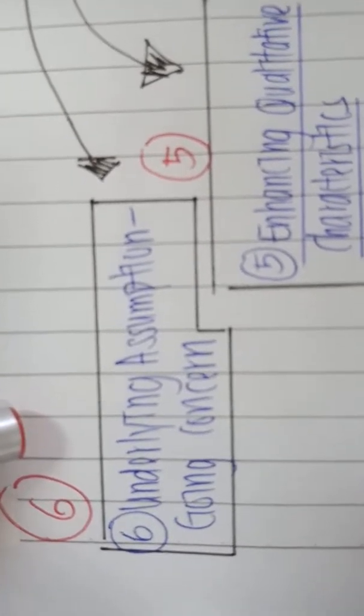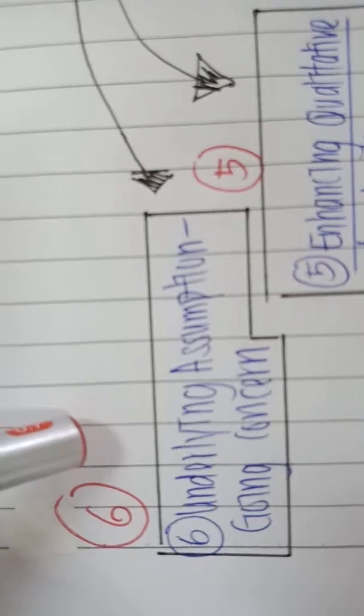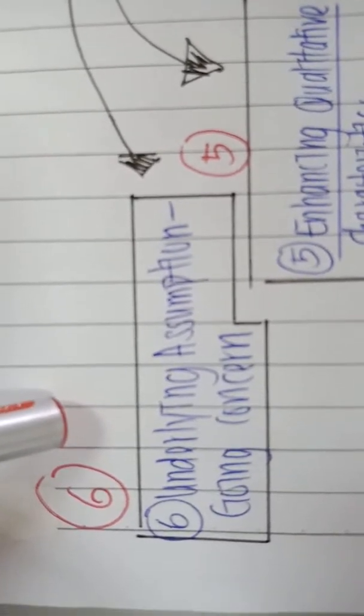Underlying assumption: going concern. Going concern is the assumption that an entity is a going concern and will continue in operation for the foreseeable future.